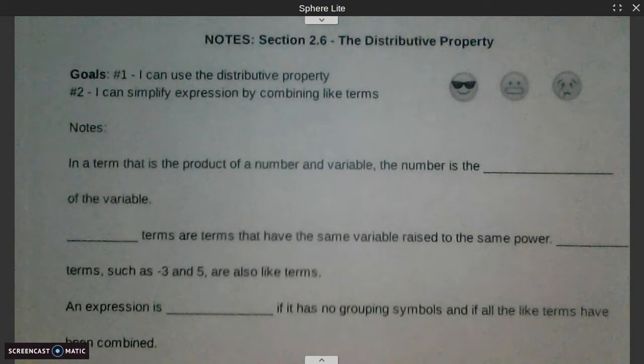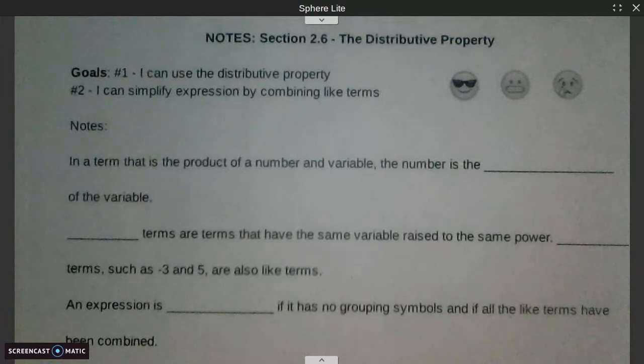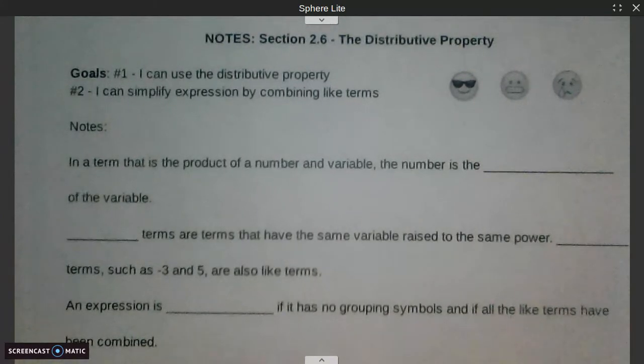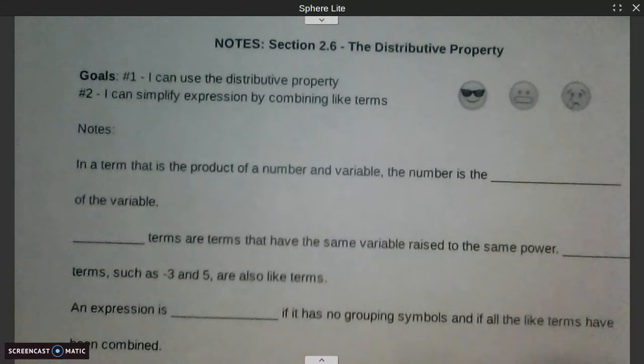Section 2.6, the distributive property. Our goals for it are: number one, I can use the distributive property, and number two, I can simplify expressions by combining like terms. First, some notes before we get started with some problems.